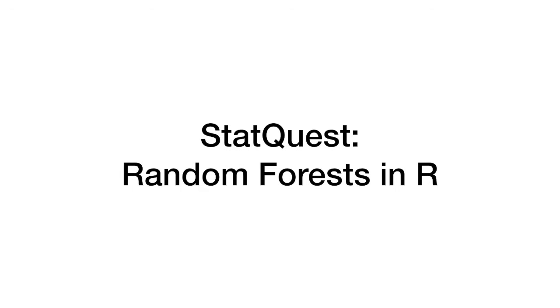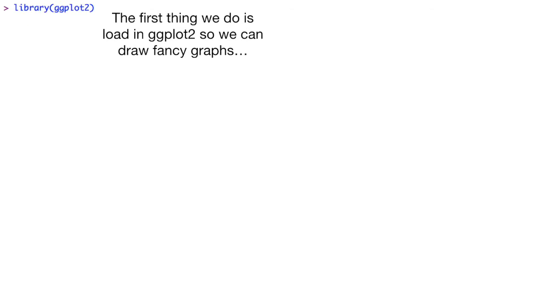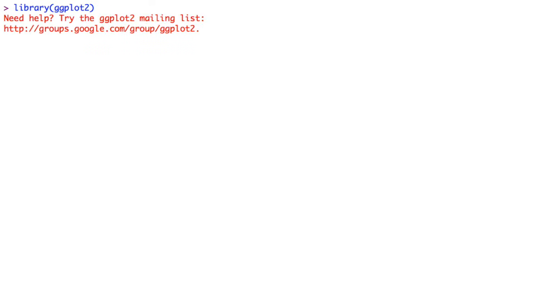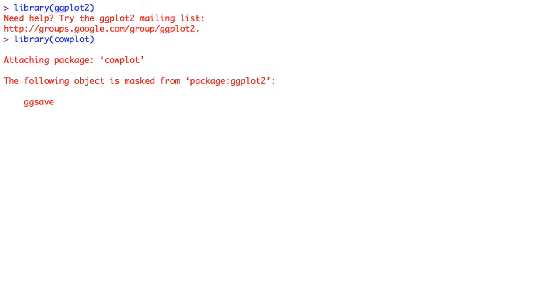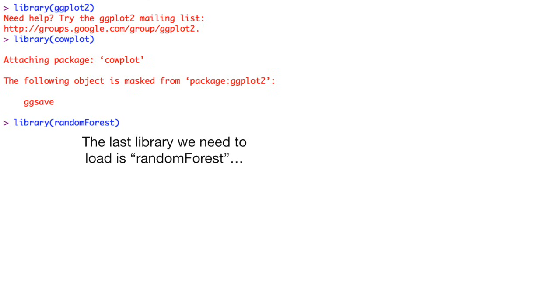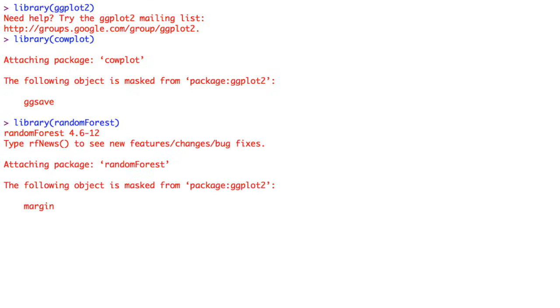The first thing we do is load in ggplot2 so we can draw fancy graphs. And when I do that, R prints out a little message. It's no big deal. Then we load cowplot, which just improves some of ggplot2's default settings. It overwrites the ggsave function, and that's fine with me, so no worries here. The last library we need to load is randomForest. Duh, so we can make random forests. It also prints out some stuff in red, but it's no big deal. We can move on from here.